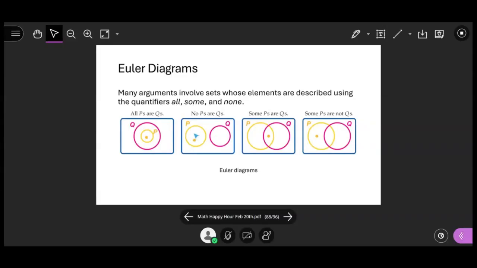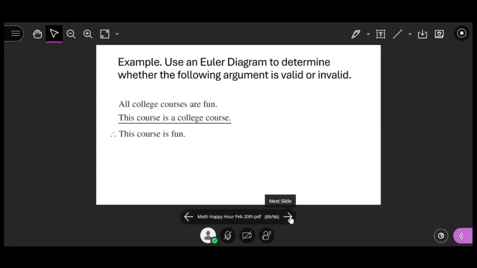No P's are Q's means that the two circles are separated. Some P's are Q's. We're going to have interlocking circles, so they have a common area. And then some P's are not Q's. These are still interlocking, but the one that we're looking at are the P's that are not Q's, represented by that dot. These are called Euler diagrams. So for example, use an Euler diagram to determine whether the following argument is valid or invalid.